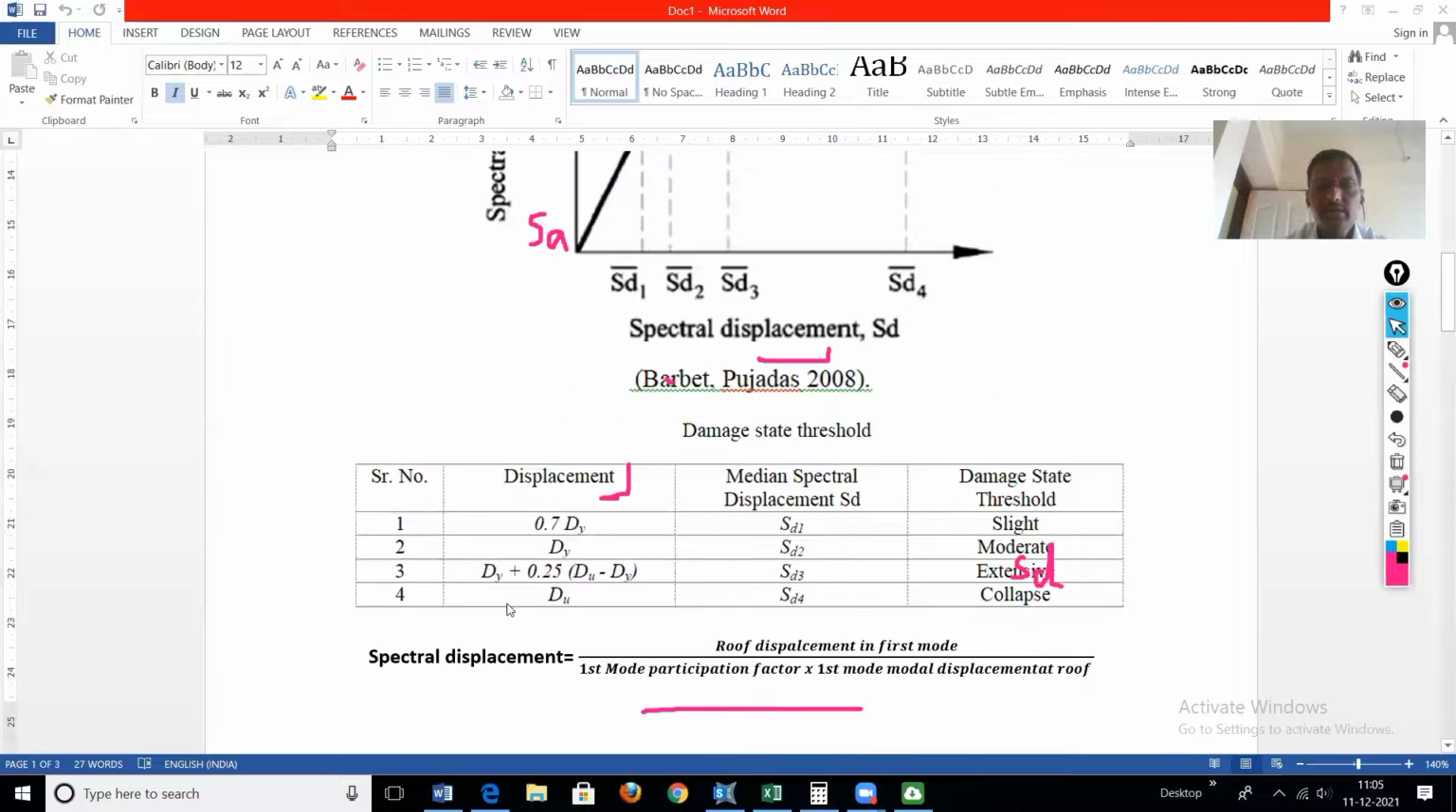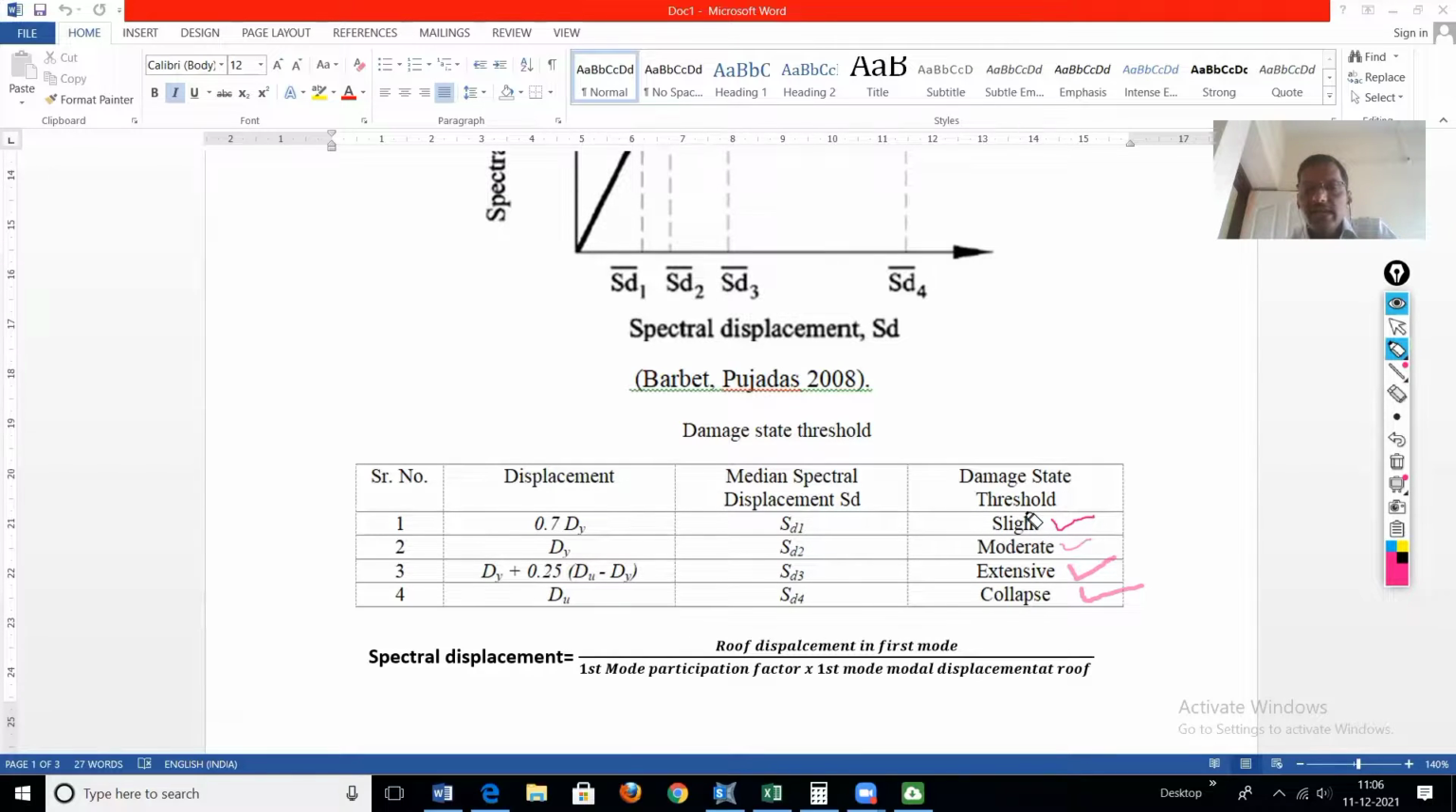So here, see, these are the four damage states. First, the slight damage state, then the moderate damage state, the extensive damage state, and lastly the collapse damage state, or complete damage state. These are the notations SD1, SD2, SD3.